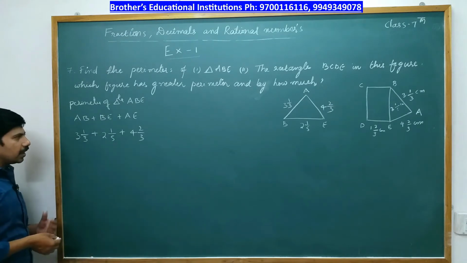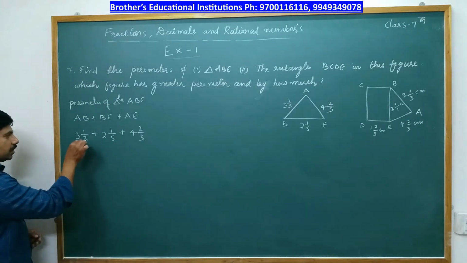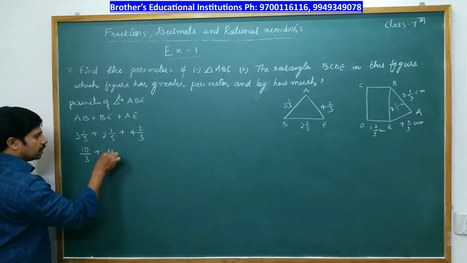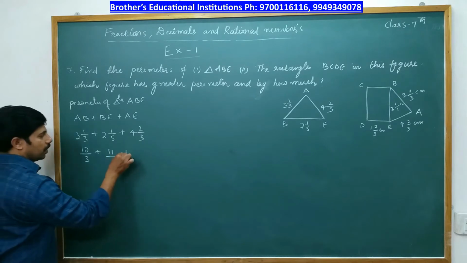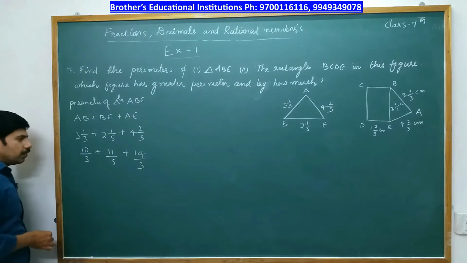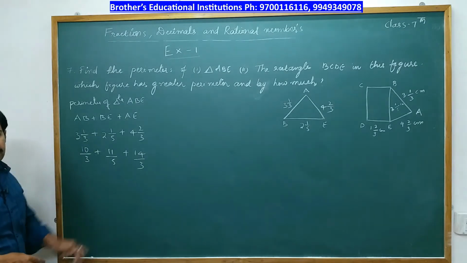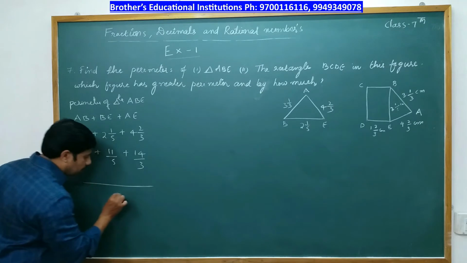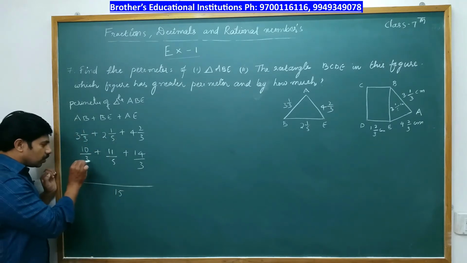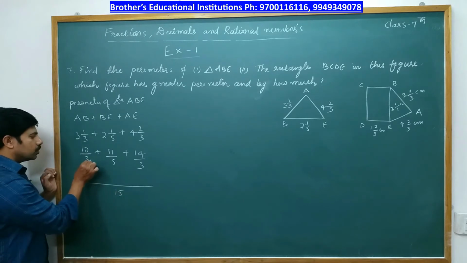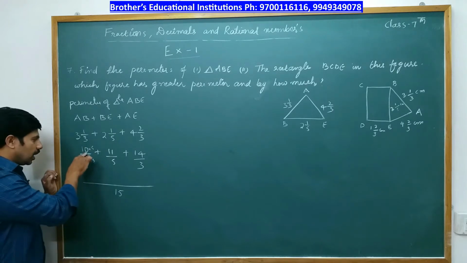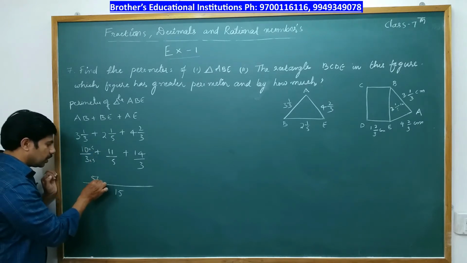Before adding, convert these into improper fractions. 3 3s are 9, 9 plus 1 is 10, so 10 by 3, plus 11 by 5, plus 3 4s are 12, 13, 14 by 3. Now we need to take the LCM of 3, 5 and 3. The LCM of these three numbers is 15, right? Now 3 goes how many times in 15? It goes 5 times. So the numerator also you have to multiply with 5. 10 into 5 is 50, we'll write here.